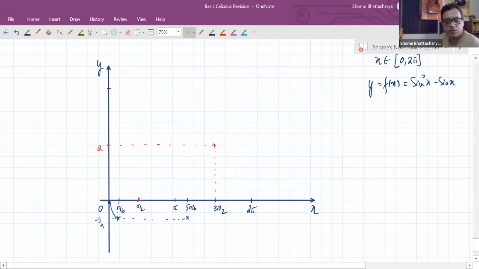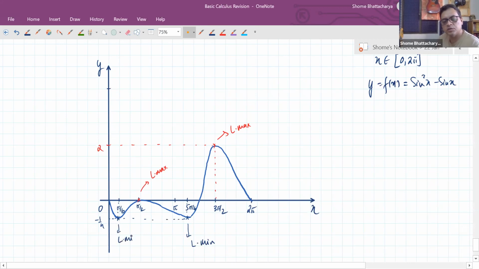you see that this part of the graph was like this, starting from 0. Then it increases to 0 here at pi by 2. Then it decreases to minus 1 by 4 again. And then increases like this to 2. Then continues to decrease. So this is roughly speaking how the graph will look. So you can see that we have local maxima here, local maxima here, and we have local minima at this point. Once again, local minima at this point.